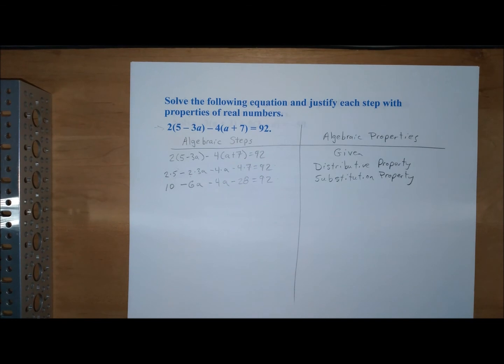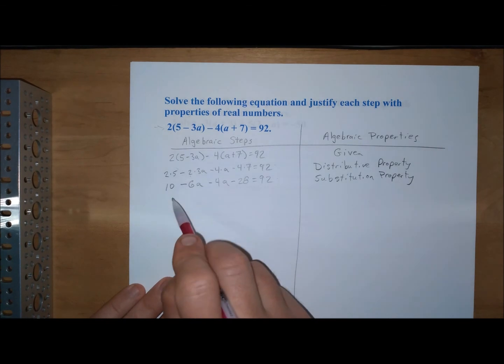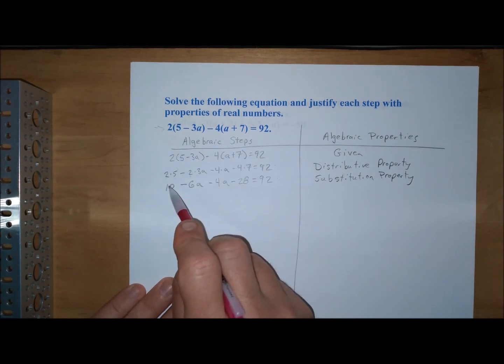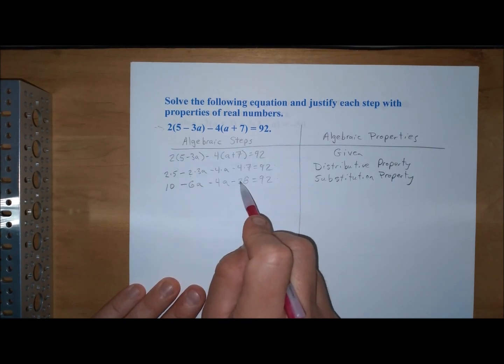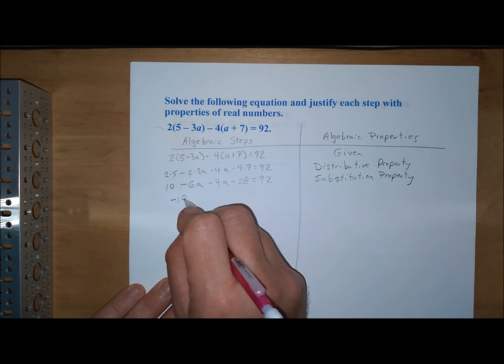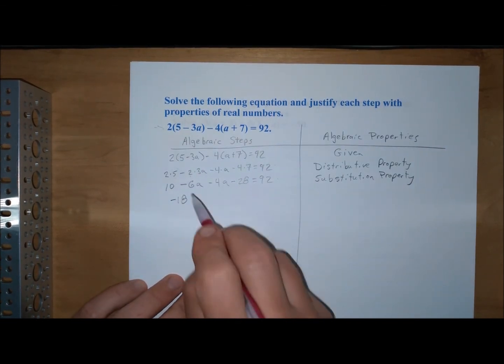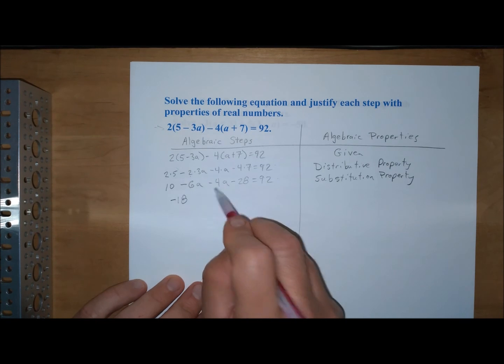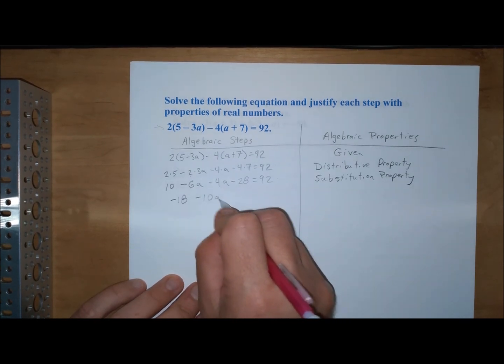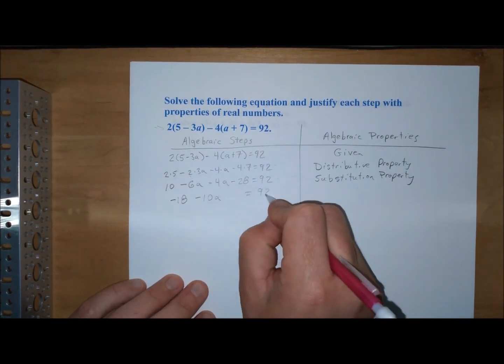Now, what would we do next? I know some of you are saying, combine like terms. On the left side of that equation, that expression can be simplified. Let's go ahead and combine like terms. 10 and negative 28 give me negative 18, right? And negative 6a minus 4a gives me negative 10a equals 92.